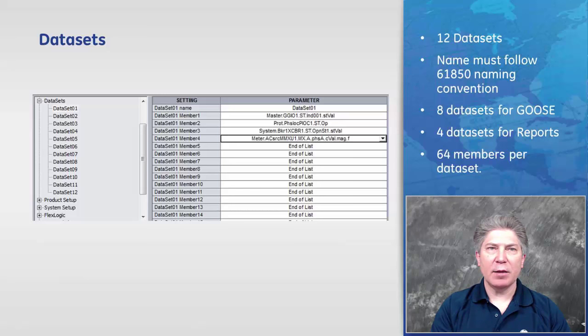This is the data set name you're going to need to reference when you're programming the subscription portion of the IEC programming. The naming convention has to follow the IEC 61850 standard, which consists of uppercase, lowercase, digits, and the underscore character. Now, every data set has 64 members or data points. If you go into each member, you'll see each signal in the pull down falls into one of the 6 logical nodes: master, protection, control, system, meter, and general.